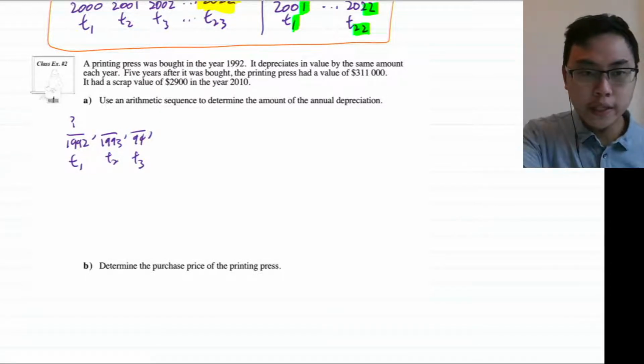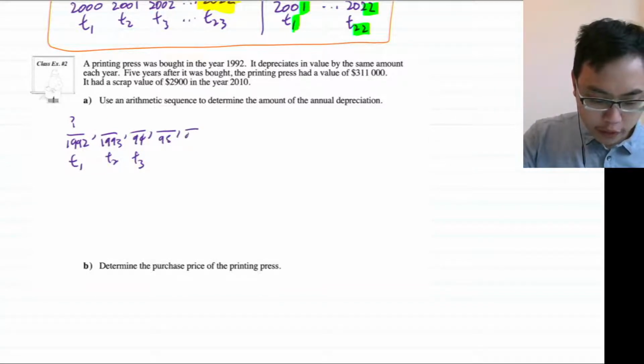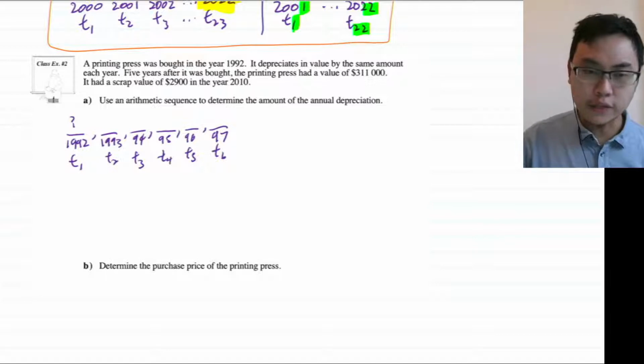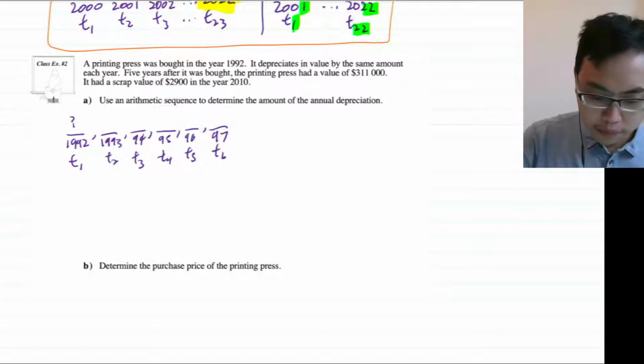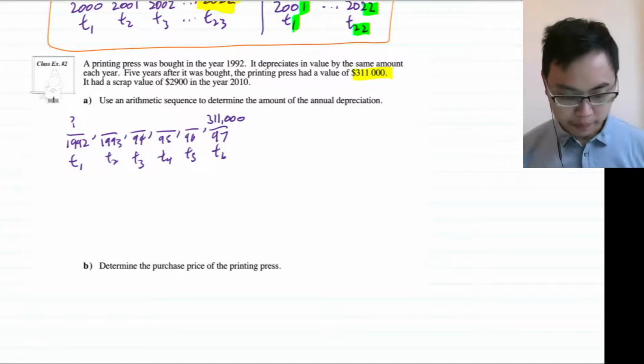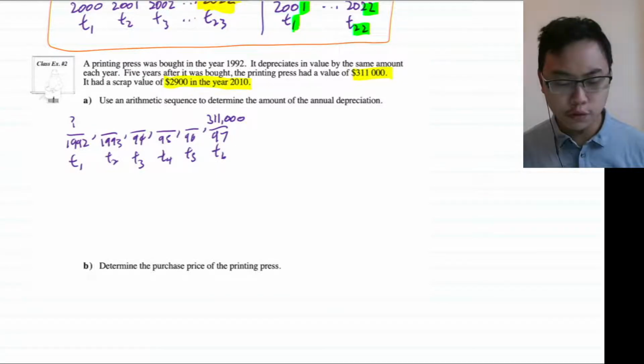Okay, so it says here 5 years after it was bought. So from 1992, 1 year later, 2 years later, 3 years later, 4 years later, 5 years later, that's 1997. This is T4, T5, T6. It doesn't hurt to draw a few more lines over here, or to look at your timeline a little bit better. It had a value of $311,000. So 311,000, that is T6. It says it had a scrap value of $2,900 in the year 2010.